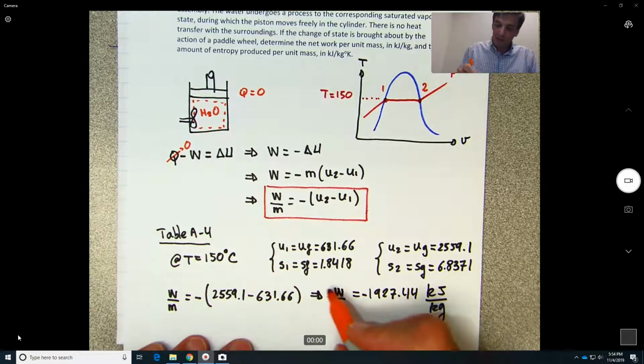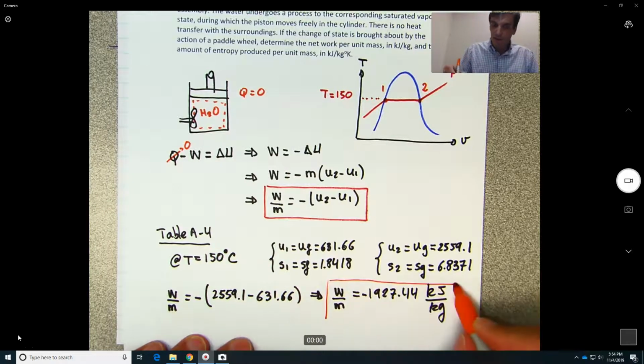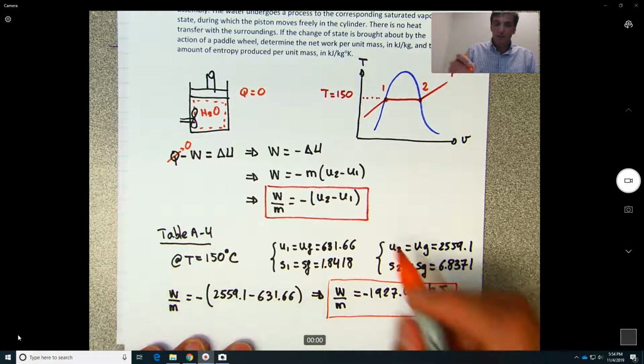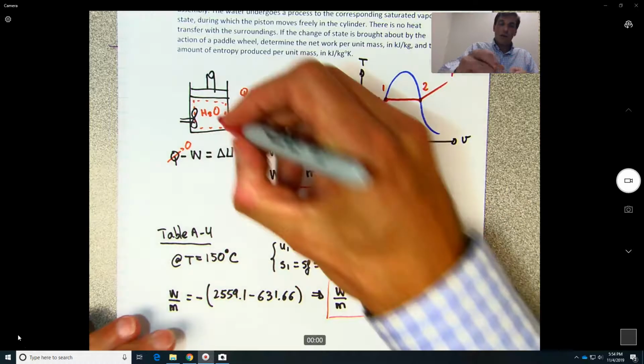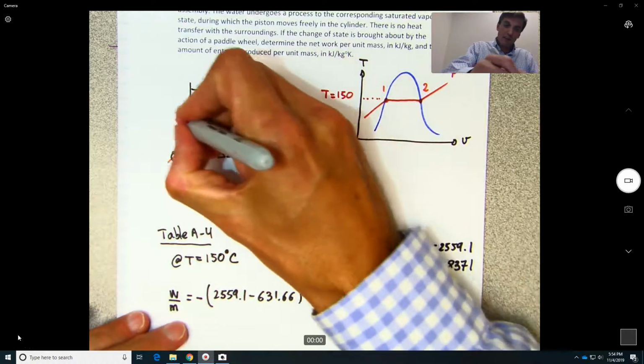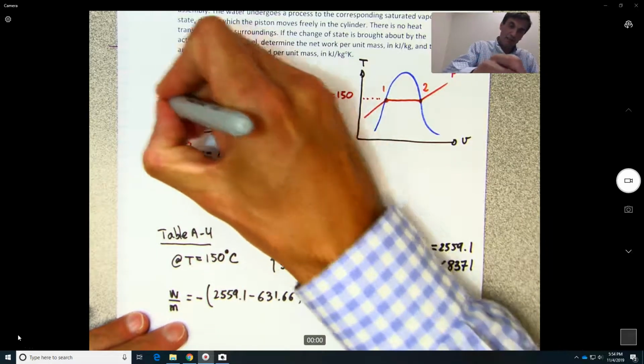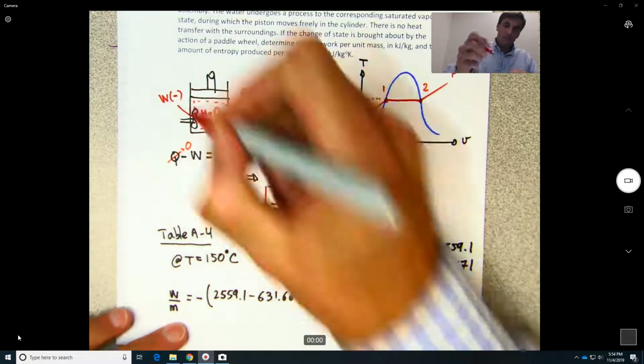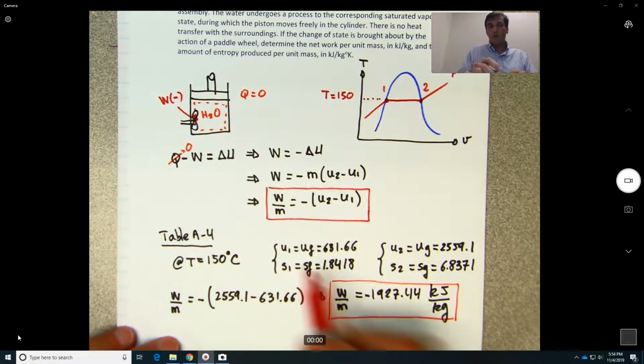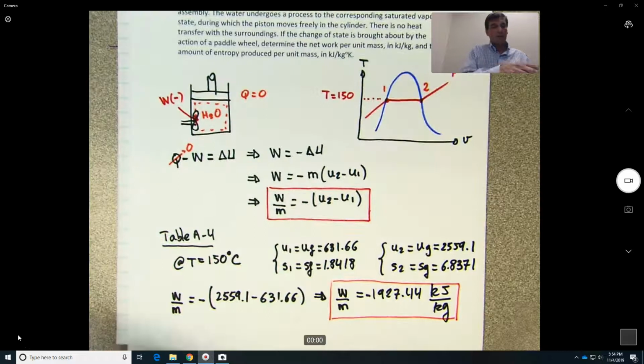So does it make sense that it's negative? If you remember, in the sign convention, work coming out of the system is positive, work going inside the system needs to be negative. So that's why we have a negative. That's the work done by the paddle wheel.